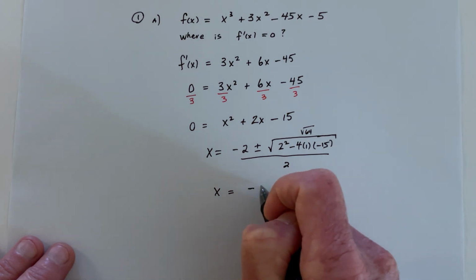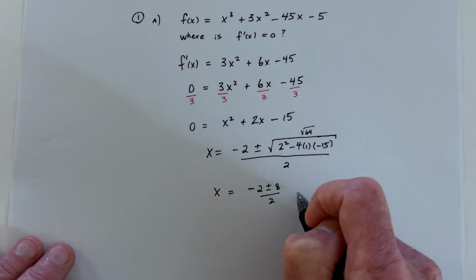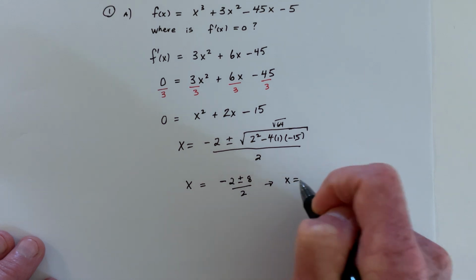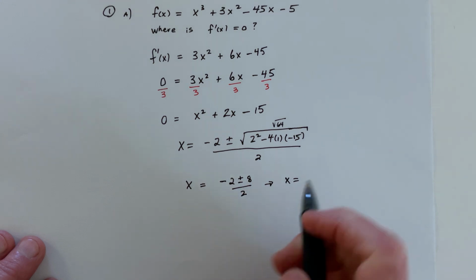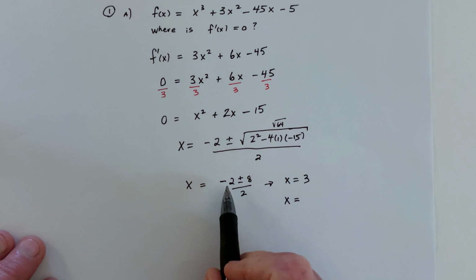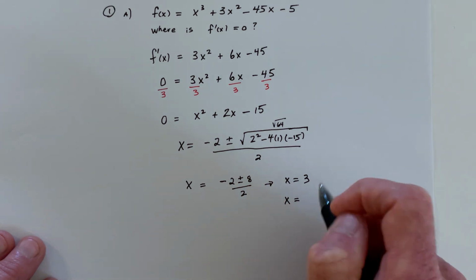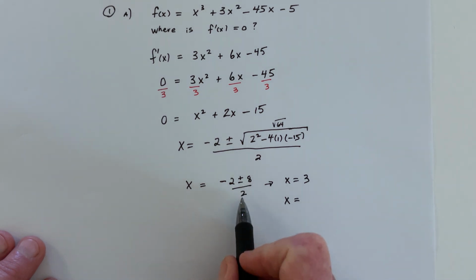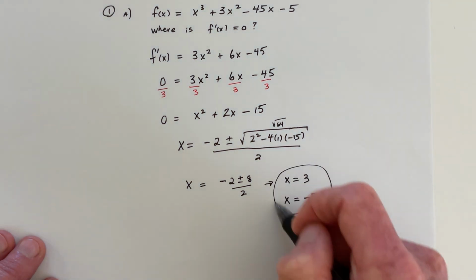Okay, so this is going to be negative 2 plus or minus 8, divided by 2. So that's going to give us x equals, let's see, a negative 2 and a positive 8. That will be 6 divided by 2 is 3. And then a negative 2 and a negative 8 is negative 10, divided by 2 is... So keep track of the negatives. Negative 2 and negative 8 is negative 10. Divided by 2 is negative 5. So that should be where the derivative equals 0.